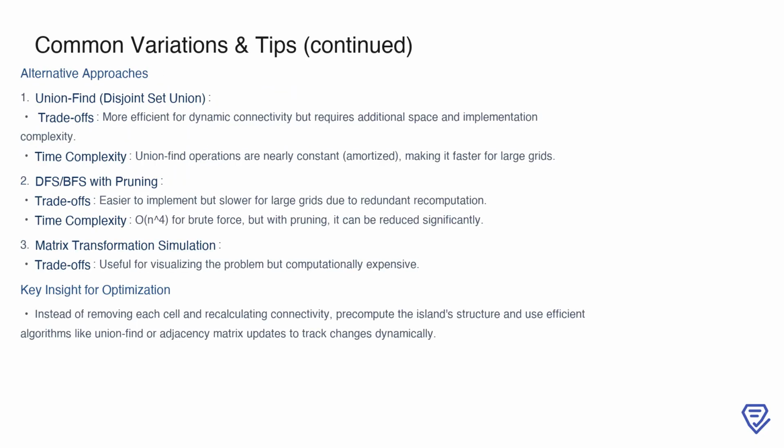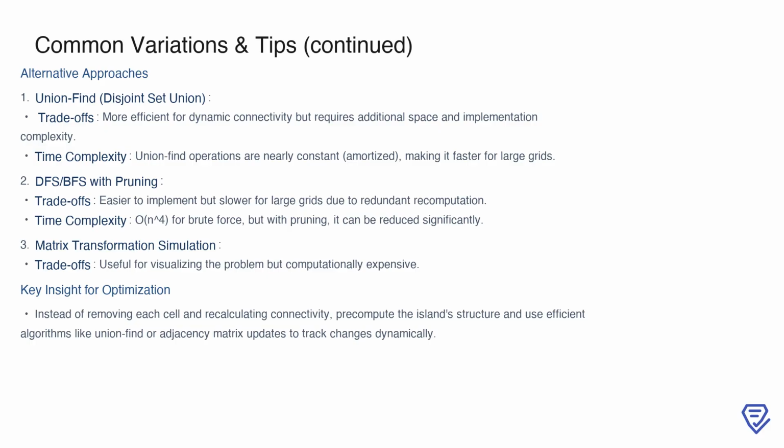Finally, let's discuss alternative approaches to solving this problem. Union find, or disjoint set union, is a powerful method for dynamically tracking connectivity. It's more efficient for large grids, but it does come with added complexity and space requirements. On the other hand, DFS or BFS with pruning can be simpler to implement, though it may still suffer from inefficiencies on larger grids. Pruning techniques can help reduce redundant calculations, improving performance over brute force. Another option is matrix transformation simulation, which can be a helpful visualization tool but is often computationally expensive.